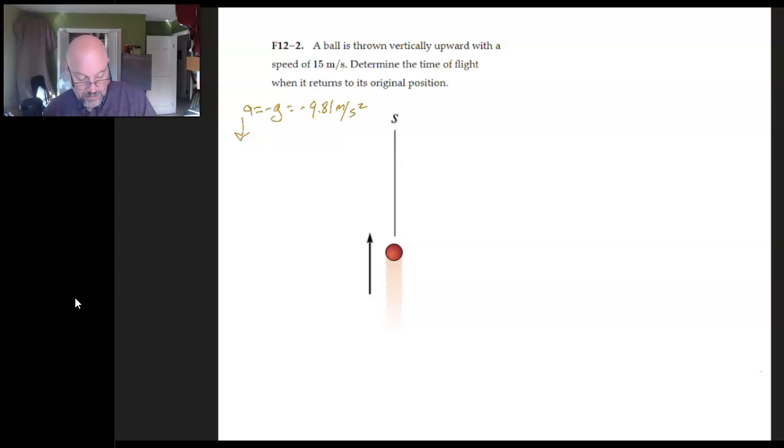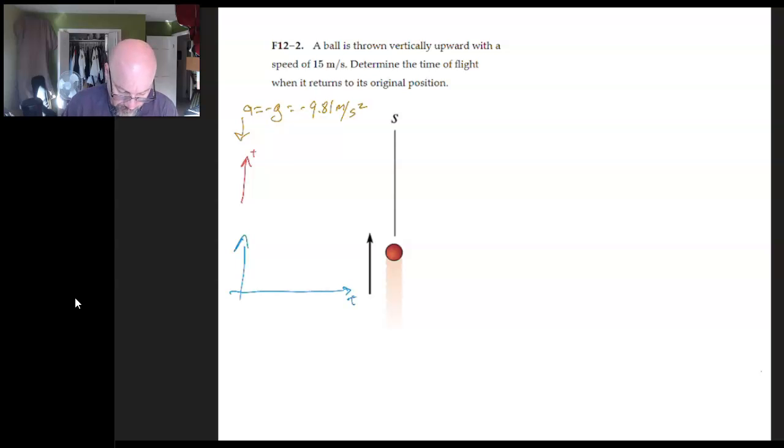When we do that, usually we're defining up to be positive, and so g is negative since it's pointing downwards like this. Now let's take a look. If we were to graph this motion here, let's say time and distance, let's say y.